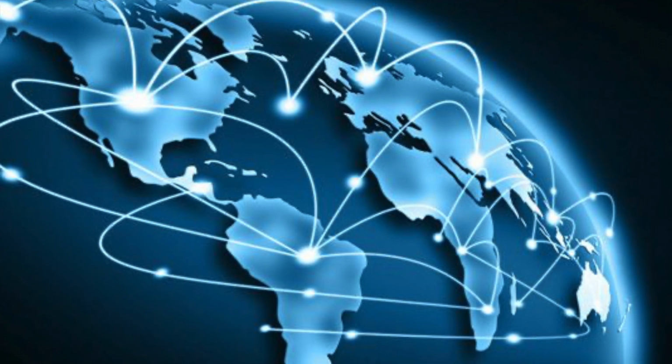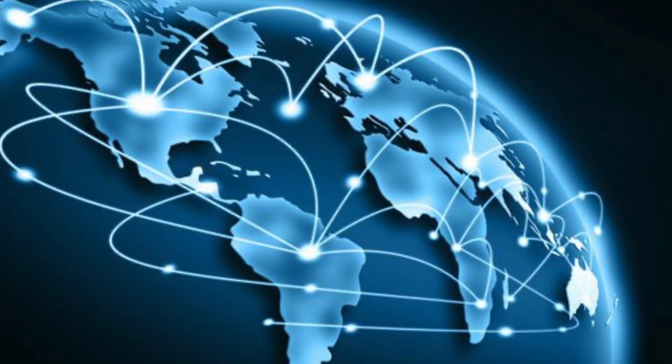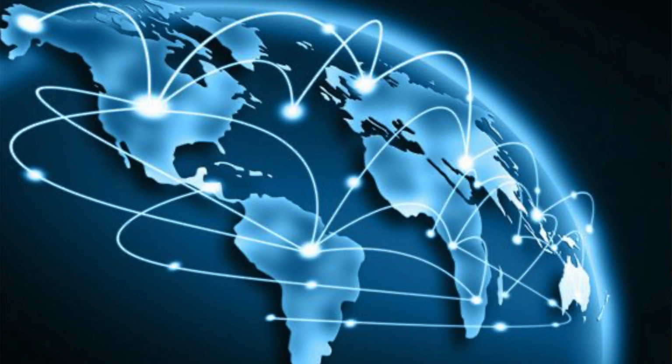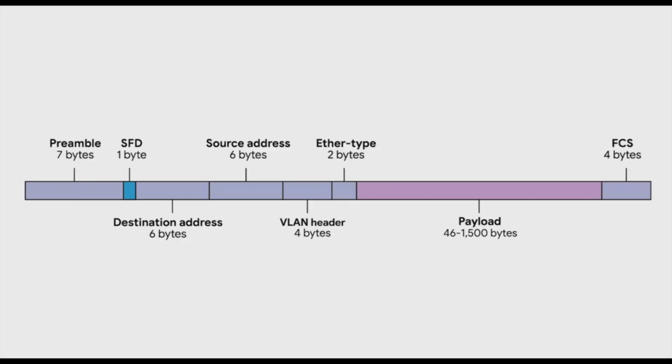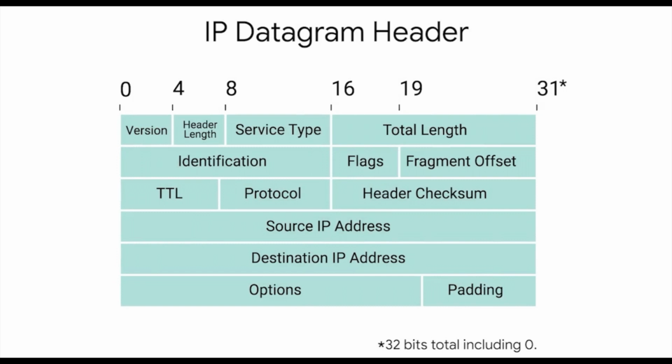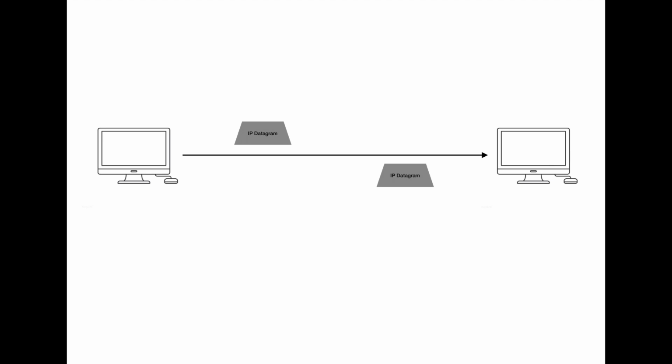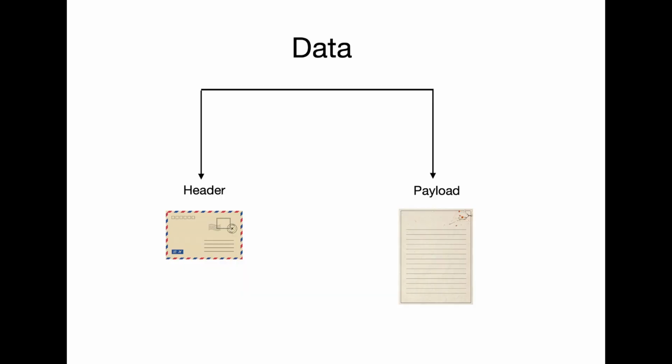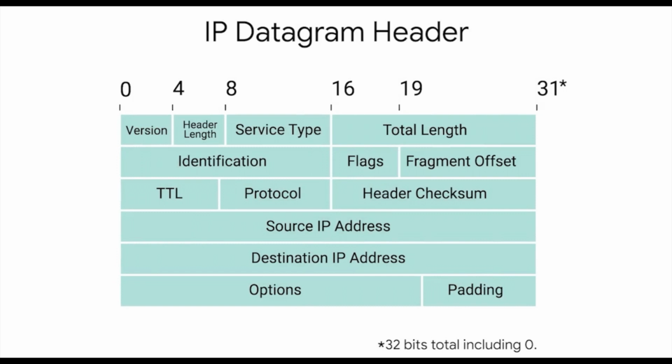Today, we're going to unravel the mysteries of networking by diving into the fascinating world of IP datagrams. Just like Ethernet frames have their own structure, IP datagrams do too, and we're going to break it down step by step. Imagine data traveling through the internet as parcels, and each parcel has a name, an IP datagram. Similar to how we put a letter in an envelope, data is structured into two main parts, the header and the payload. Now, let's dive into the header.